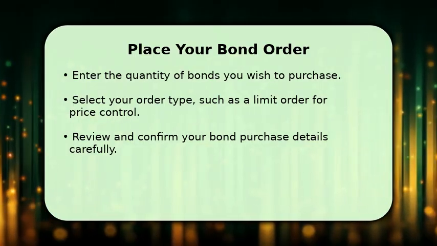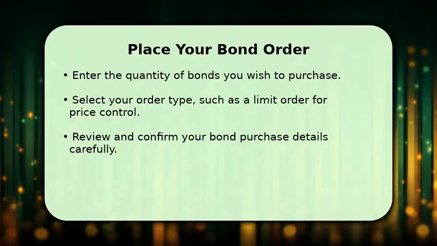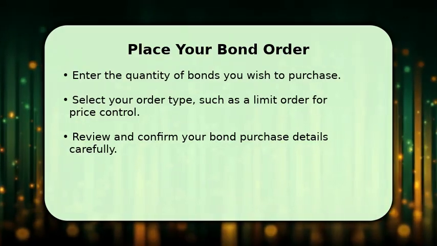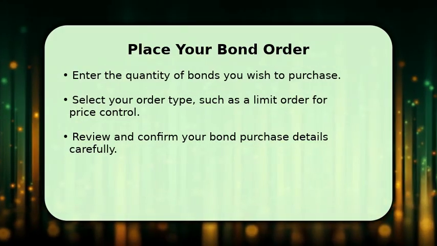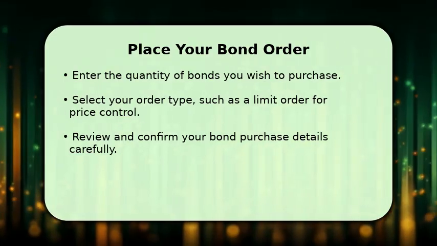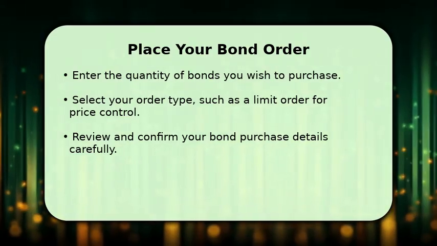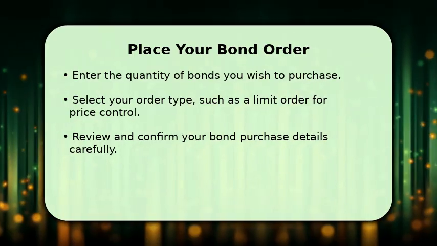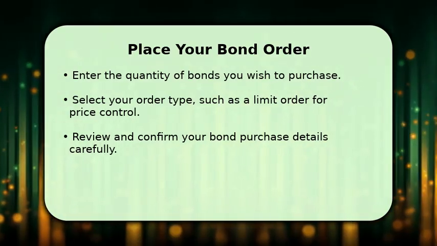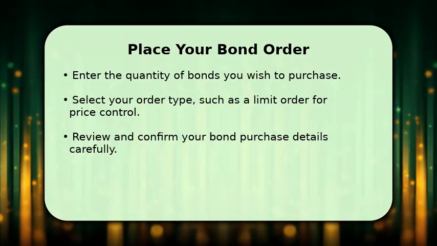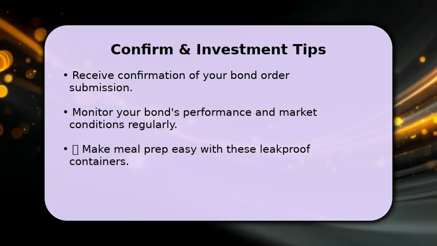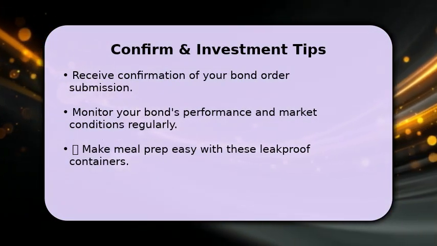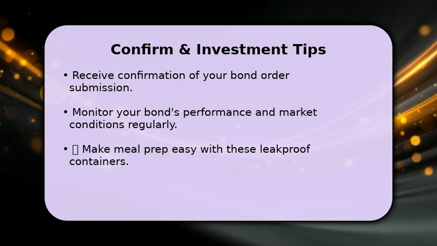Set your desired limit price and review all the order details, including the estimated cost and any associated fees. Before submitting, double-check everything to ensure accuracy. Once you are satisfied, confirm your order to complete the bond purchase. After placing your order, you will receive a confirmation that your bond purchase has been successfully submitted.